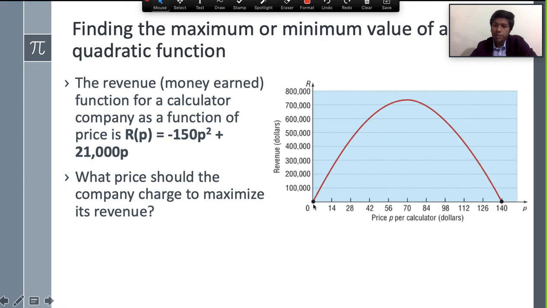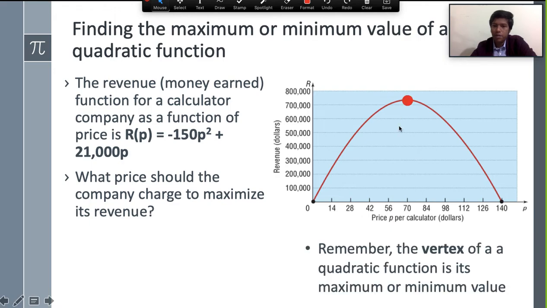Maximum value and minimum value. See this graph, the maximum value is somewhere here. This is an application of quadratics: the vertex of a quadratic function. The vertex is its maximum, or in some cases its minimum. Let me give you an example of a minimum. Suppose the graph is like this, then the vertex is the minimum, and all other points are higher. So the vertex can be a maximum or a minimum.